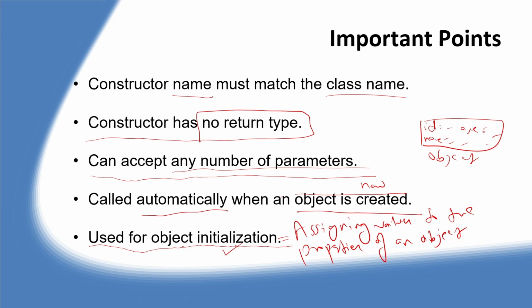Let's quickly summarize what we have learned so far. We have seen what a parameterized constructor is, why we use it, and what the syntax is. We have also seen the examples. We have seen what object initialization is. We have seen the difference between parameters and arguments. And we have also seen the advantages of using a parameterized constructor.